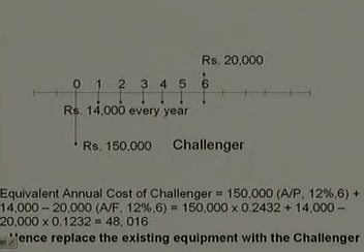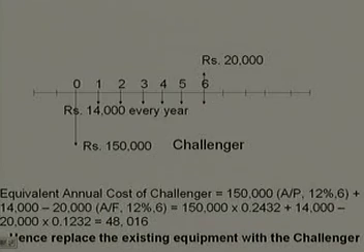This would be equal to 150,000 multiplied by A given P, 12% interest rate, 6 years period, plus 14,000 is my operation and maintenance cost. This is already in annualized form, minus whatever salvage value I am getting, which is 20,000 multiplied by A given F, because it is in future. So, I have used the factor A given F 12% year 6.